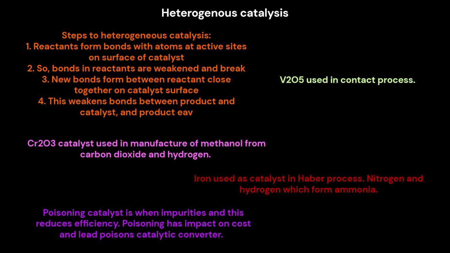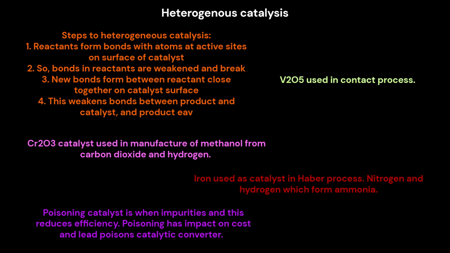Steps to heterogeneous catalysis. 1. Reactants form bonds with atoms at active sites on the surface of the catalyst. 2. So, bonds in the reactants are weakened and break. 3. New bonds form between reactants close together on the catalyst surface. 4. This weakens bonds between product and catalyst, and the product so desorbs.